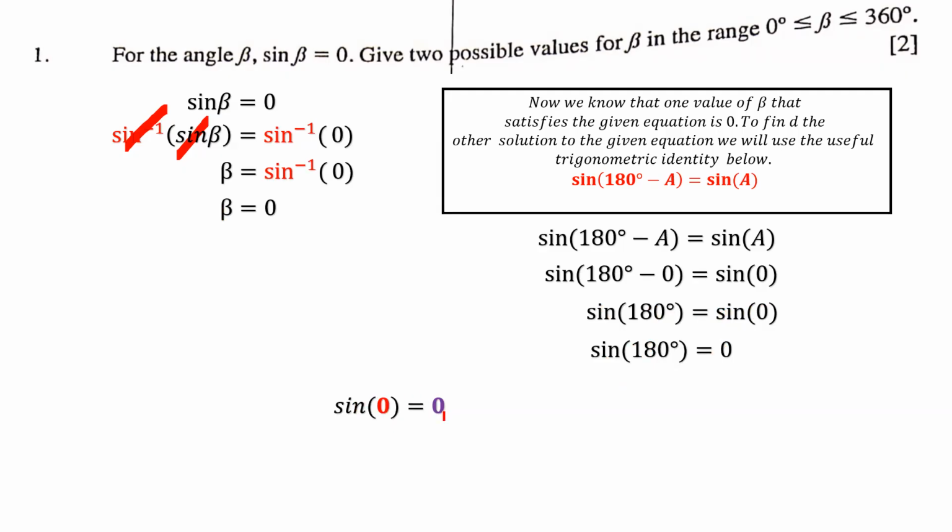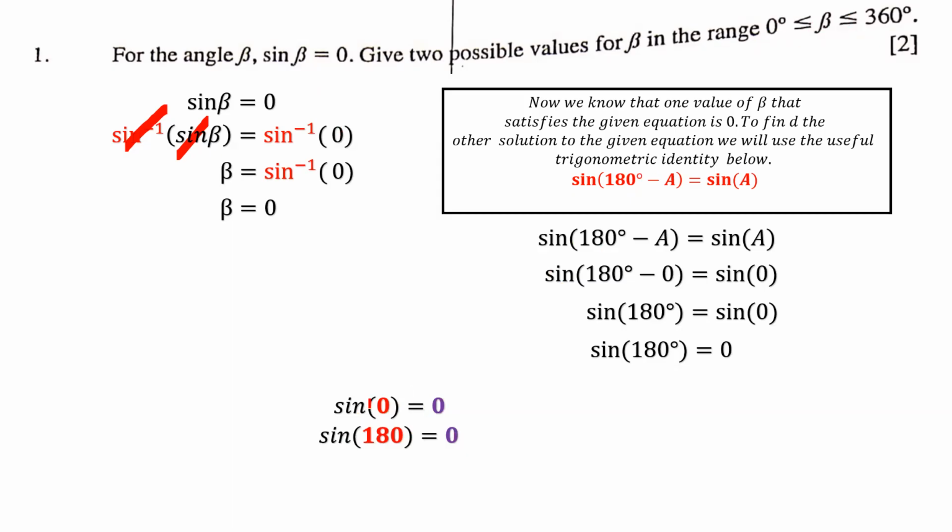So that's one beta value that satisfies this equation. And the other one that we know is that sine of 180 degrees equals 0. So we found two angles that, once we put them into our sine function, give us the result of 0, and that's what we were looking for. And these two values are within our range because 180 degrees is between 0 and 360, and 0 is definitely in this range as well.